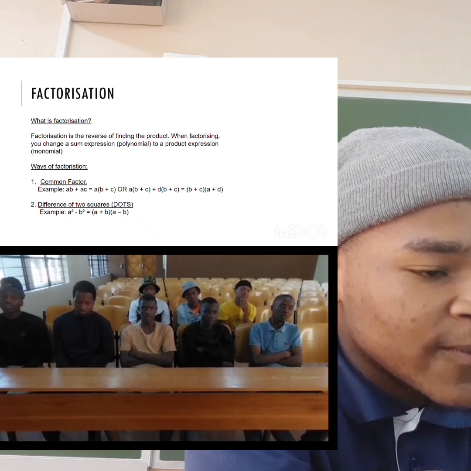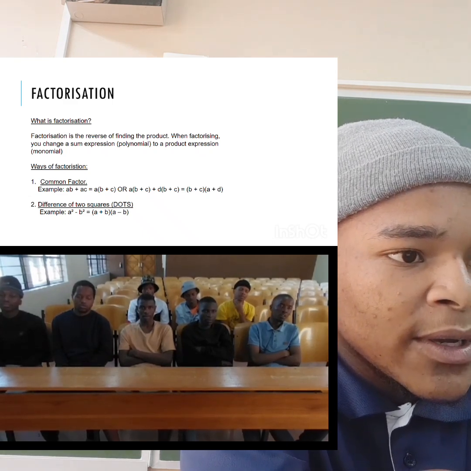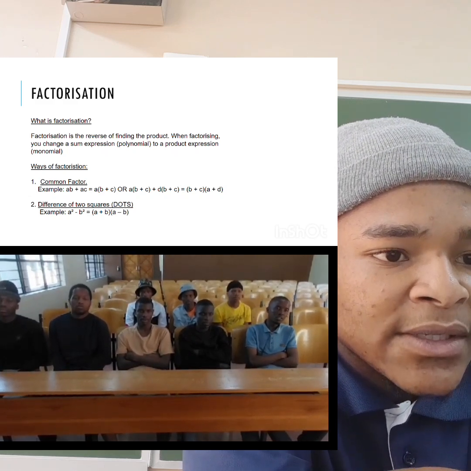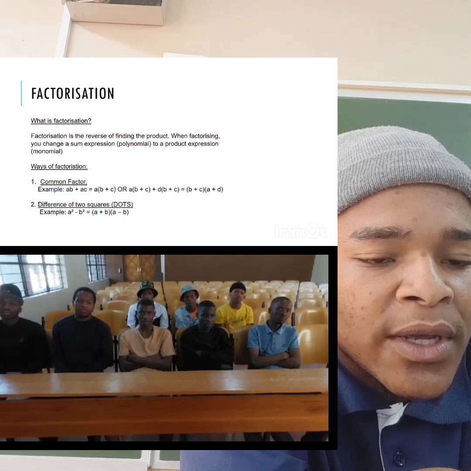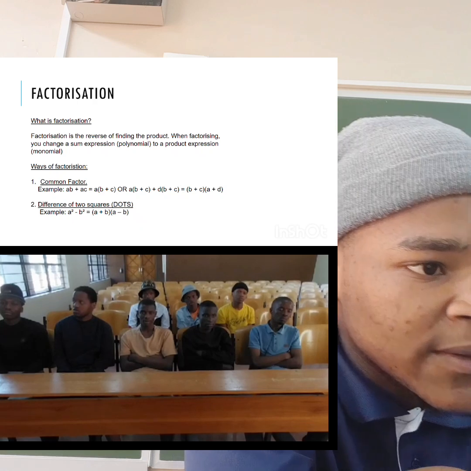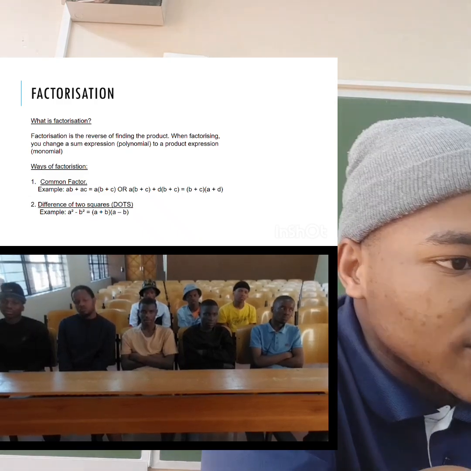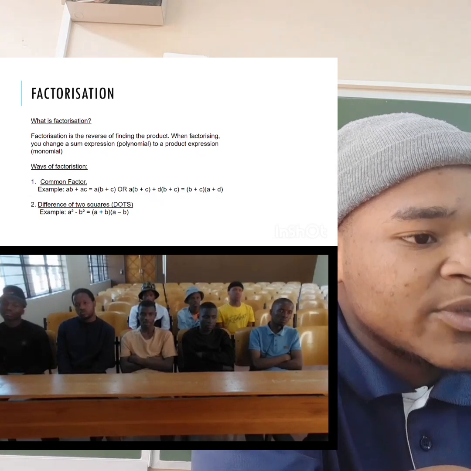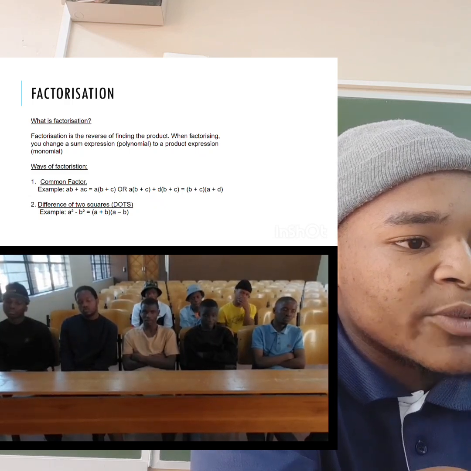Example of a common factor: AB plus AC equals A in brackets B plus C, or A in brackets A plus C plus D in brackets B plus C equals in brackets B plus C in brackets A plus D. The second example, under difference of two squares, a squared minus b squared equals a plus b, a minus b.